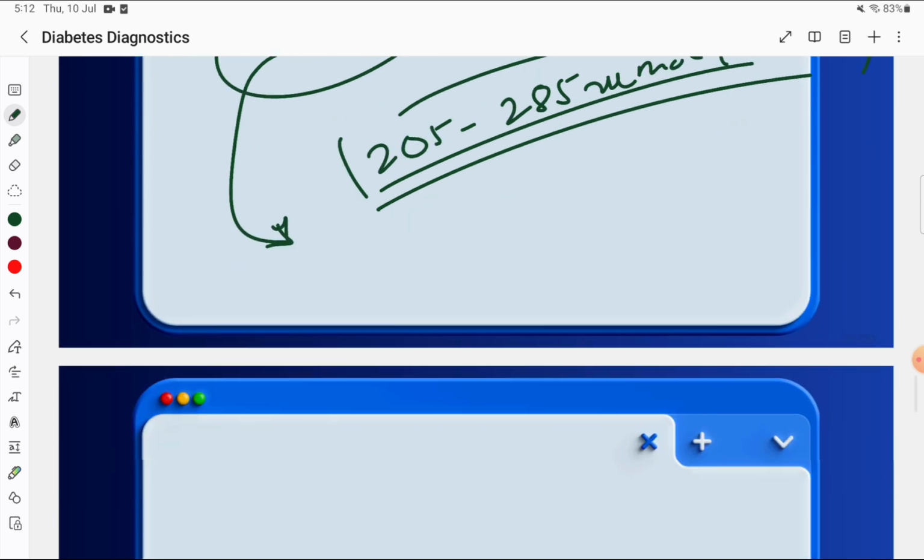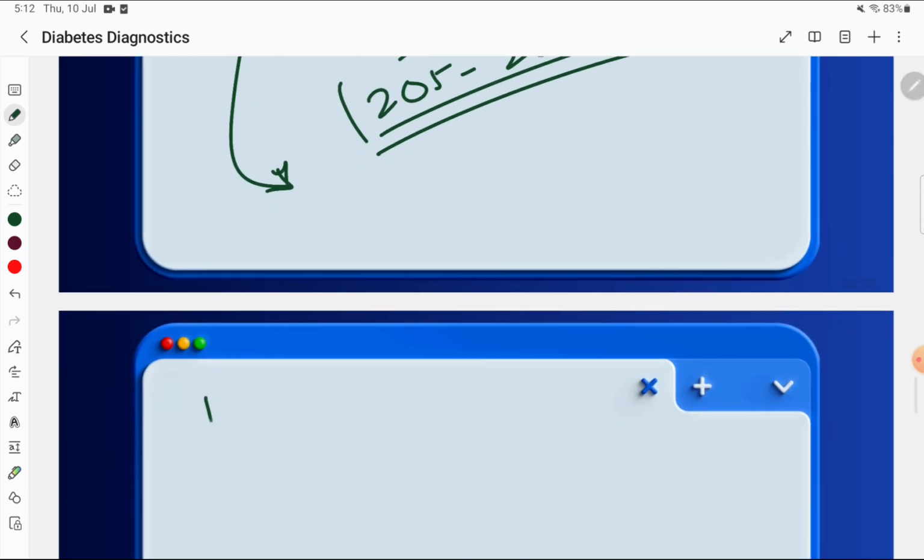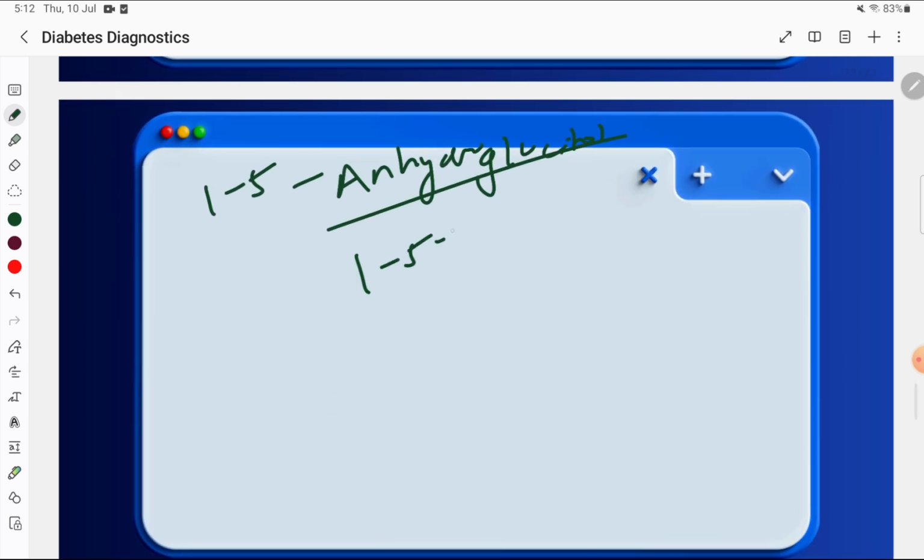Then the next test we have, my friends, is the 1,5-anhydroglucitol, which is in short 1,5-AG. Okay, so what is it? A glucose like sugar normally reabsorbed in the kidneys. High blood glucose causes glycosuria, which competes with 1,5-AG and reduces its reabsorption, and its level eventually drops.